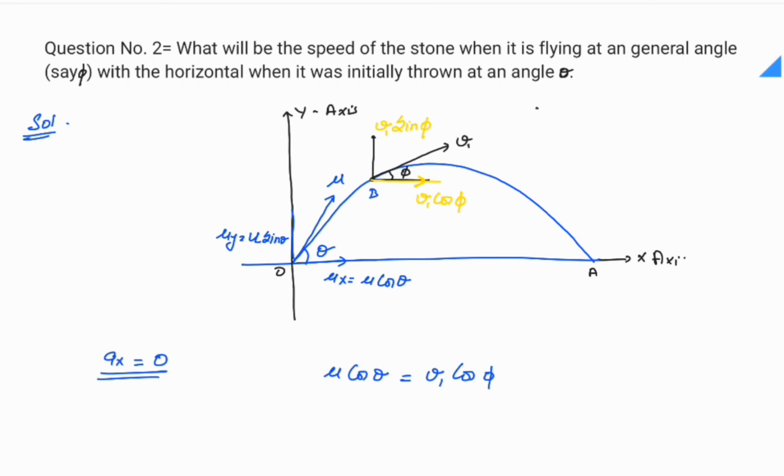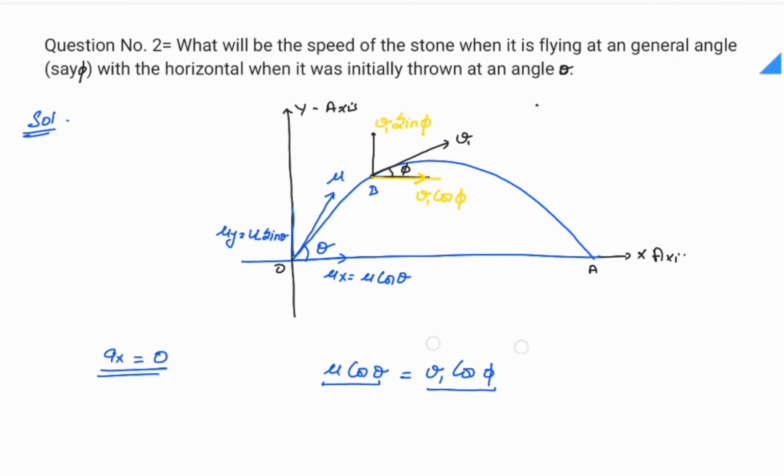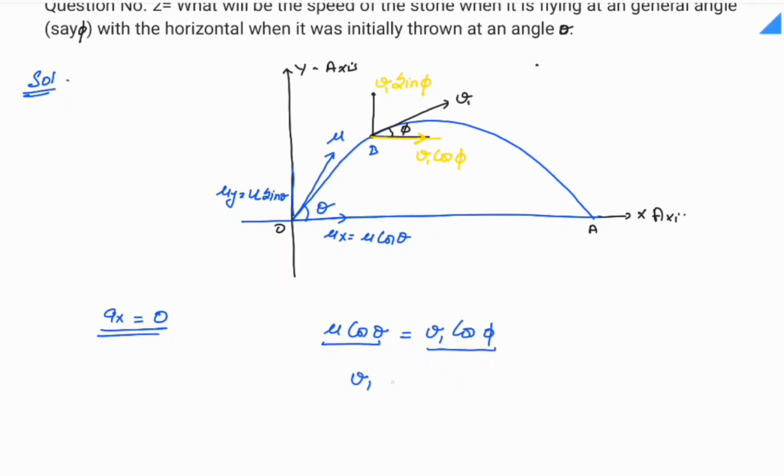Are you getting how I am writing this? Because we know every point on the projectile has the same velocity in the x-axis. The horizontal component will have the same value because the acceleration along the x-axis is 0. Initial velocity will be the same as final velocity for any point. So we can write V1, the velocity at point B, will be equal to u cos theta divided by cos phi. It was asking this.